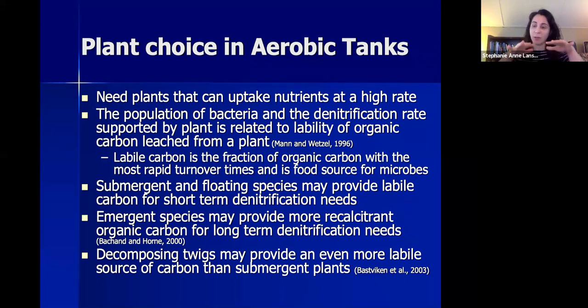So you might have submergent or floating plant species, which may provide some of that labile carbon that's needed for denitrification, or you may have emergent species that come out at the top, and they may provide more twigs and leaves that are more recalcitrant. But that might help with long-term denitrification needs, slow release. You may even put in some decomposing twigs later in the system, if you still need denitrification to take place and you still need that labile carbon, because you still have nitrate that needs to be denitrified.